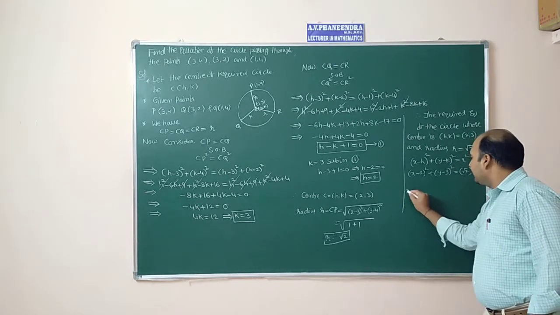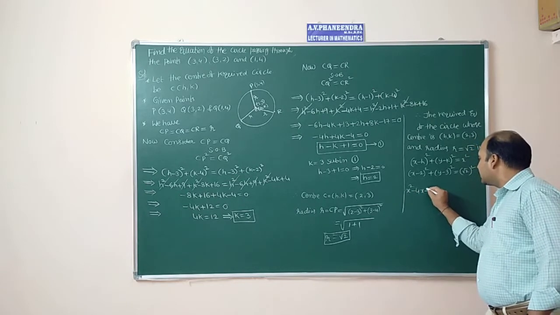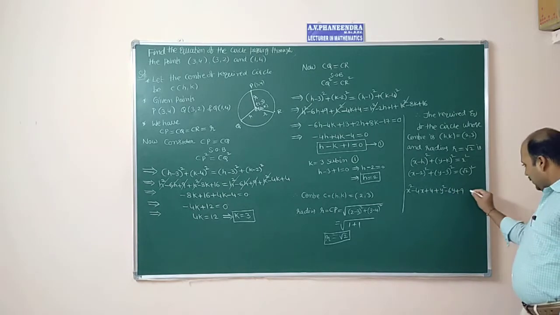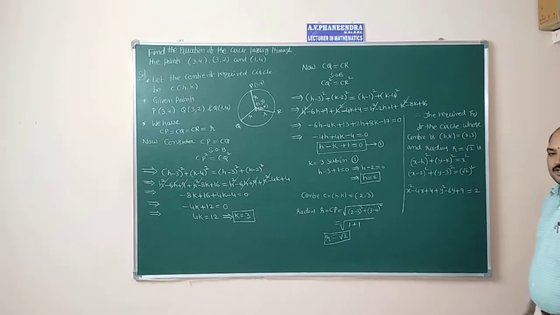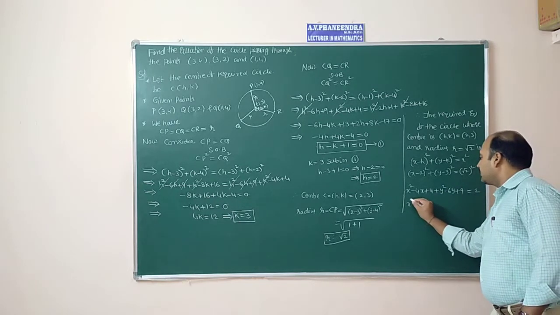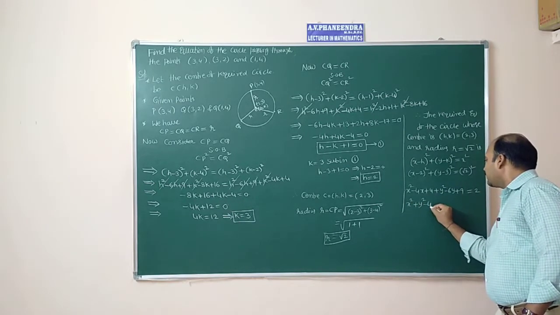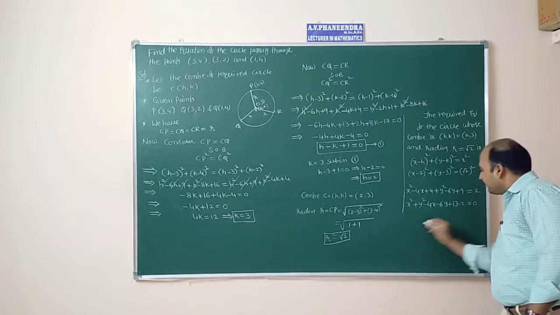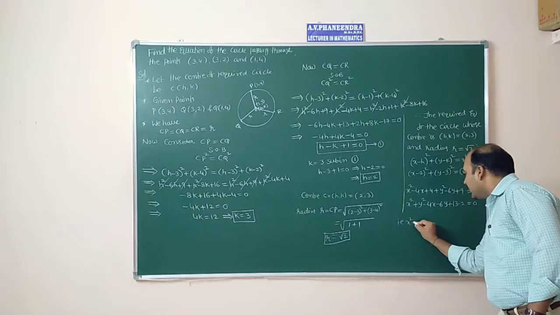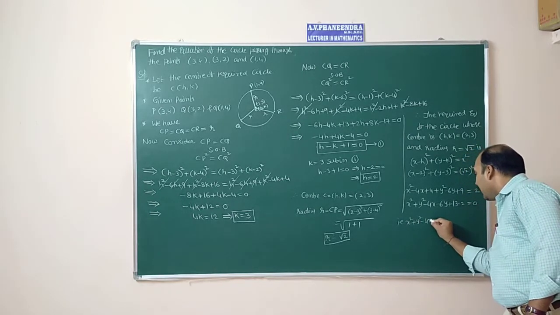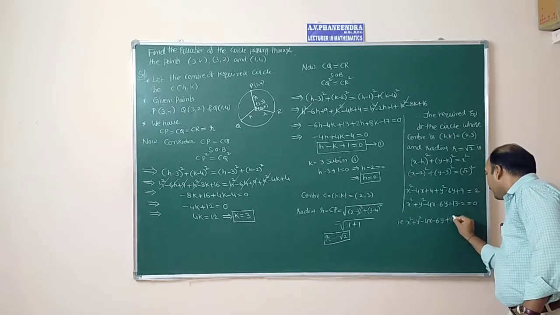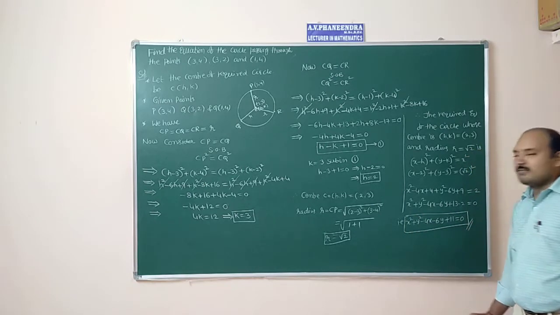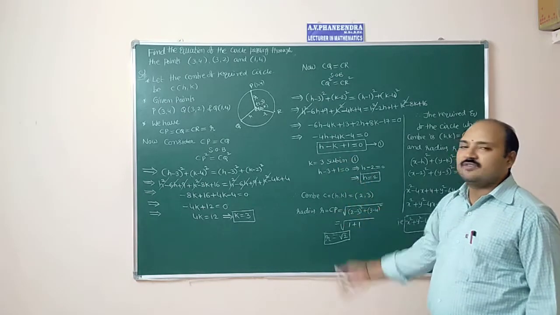Now expanding, x square minus 4x plus 4, y square minus 6y plus 9 is equal to root 2 whole square, which is 2. This 2 we can take to this side: x square plus y square minus 4x minus 6y plus 13 minus 2 equal to 0. That is, the required equation of the circle is x square plus y square minus 4x minus 6y plus 11 equal to 0. We observe that method 1 and method 2, both answers are the same, but the way is different.